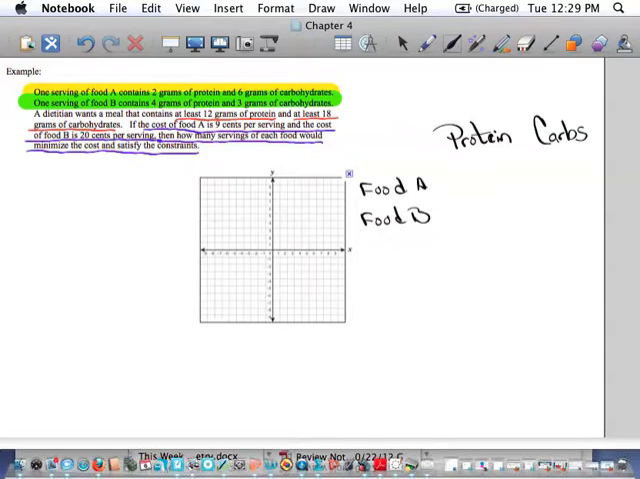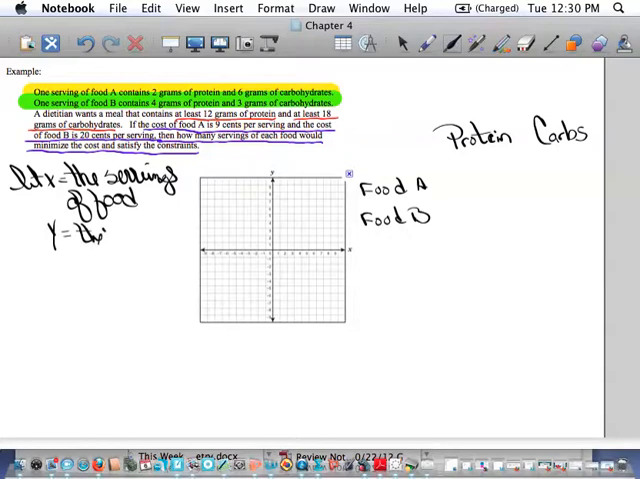I think we should identify our variables first. At the bottom it says how many servings of each. So let's let X equal the servings of food A, and Y equal the actual number of servings of food B. So number of servings of food A and the number of servings of food B.